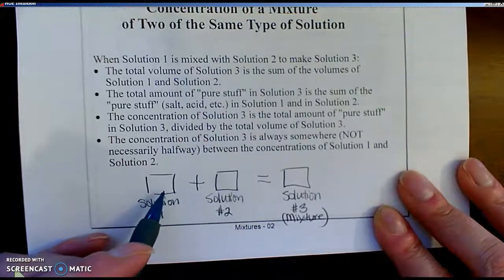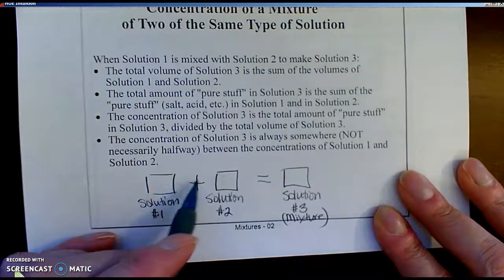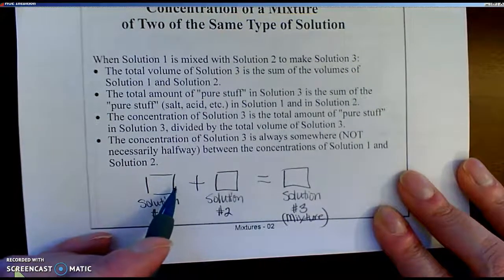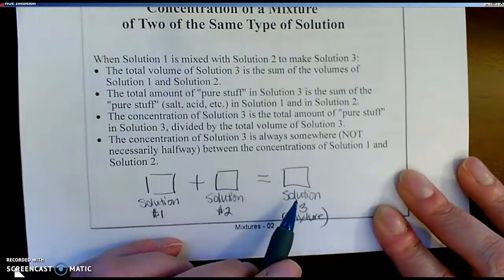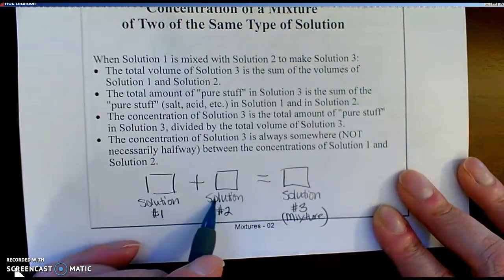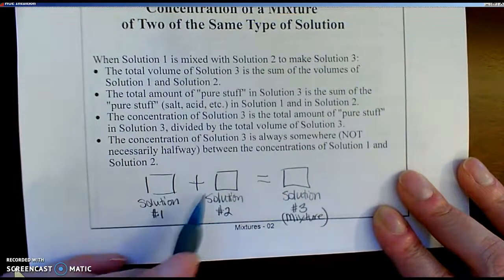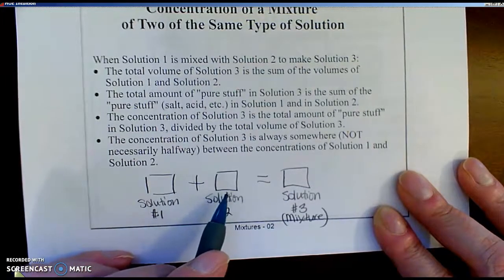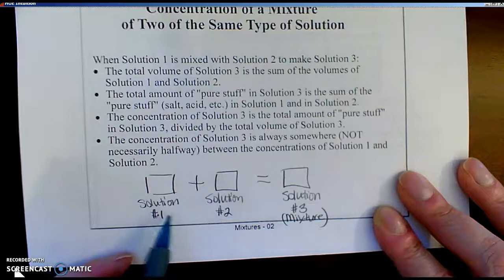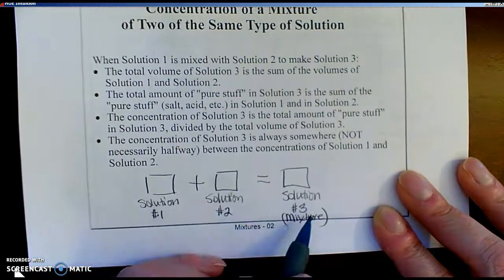Now the concentrations of the two solutions, assuming they are different concentrations, because if you're mixing together the same concentration, then the resulting mixture has the same concentration. If they're two different concentrations, the mixture will have a concentration that is stronger than the weaker of the two and weaker than the stronger of the two. So another way of saying that is whatever the lower concentration is and the higher concentration is, the mixture is going to be in between.